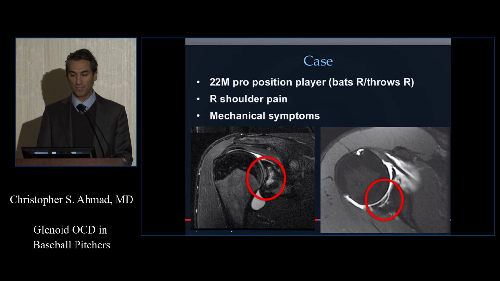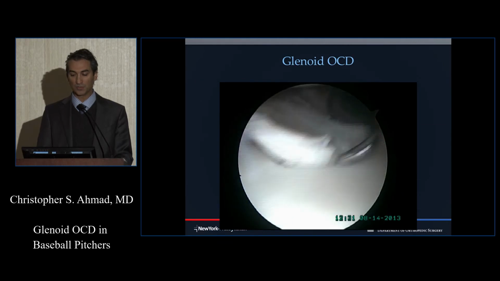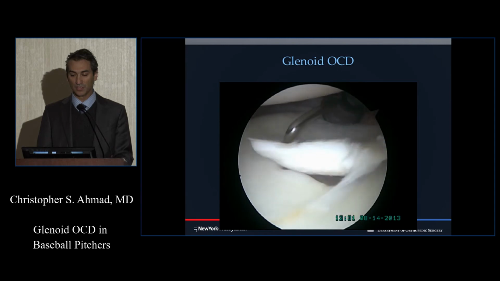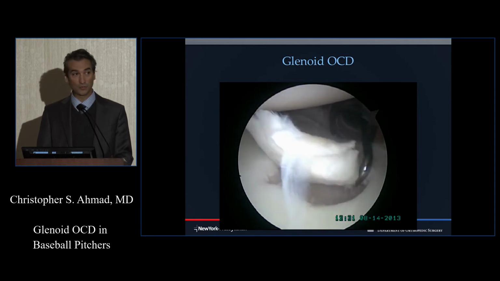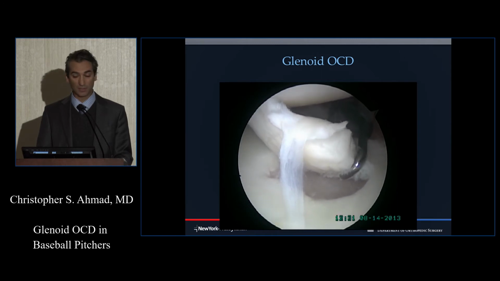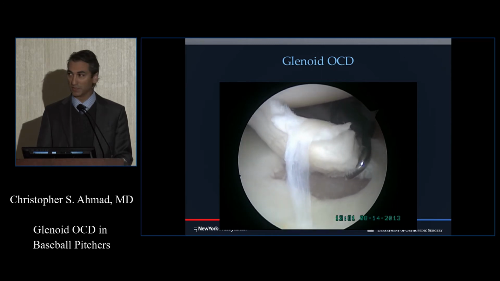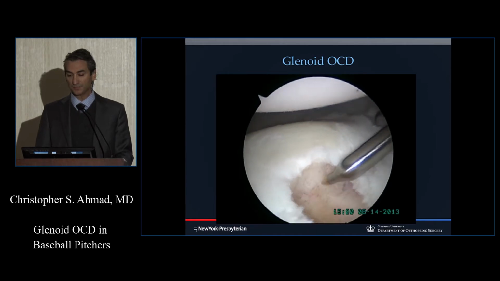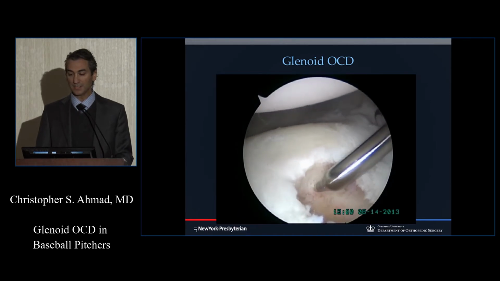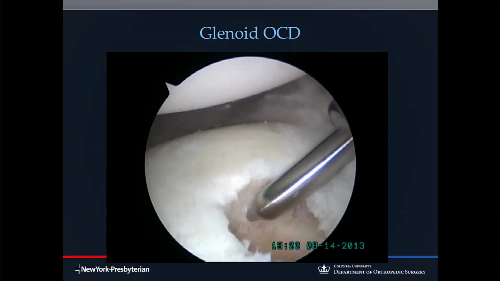So back to this patient, he's got this problem on MRI scan, and this is what it looks like at the time of surgery. I'm amazed this guy was throwing. Hey, take 2 weeks off and then get your rotator cuff strong and do a bullpen. How's that going to work? Take the piece out, the date. I hate when the video puts the date on it because there's no hiding.